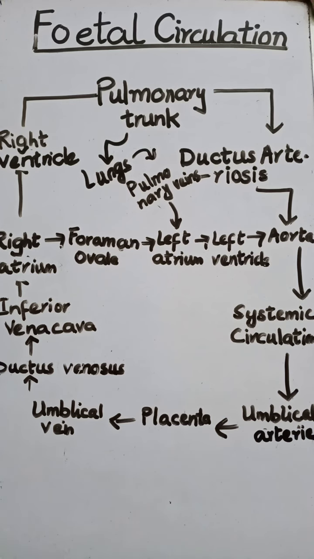Today I am going to discuss with you fetal circulation. The developing fetus obtains its nutrients and excretes its waste via the mother's circulation. For this to happen, it develops a structure from the fertilized ovum, which is known as the placenta.